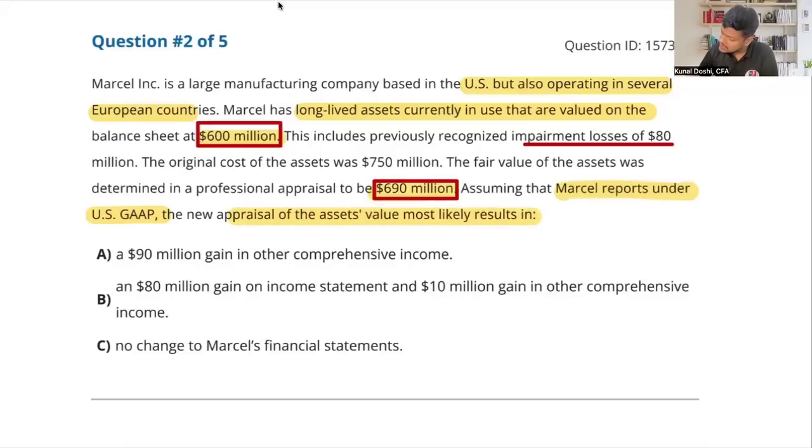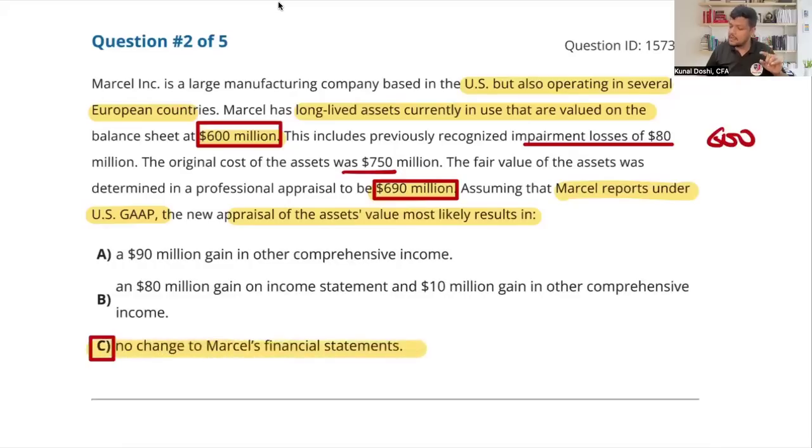So they said there was 600 million, and at that time you had recognized a loss of 80. Now the value has gone up to 690. Should I revalue? No, I cannot. For an asset which is held for use, is reversal of a write-down allowed? No, US GAAP does not allow reversal of a write-down. So there will be no change in the financial statements.